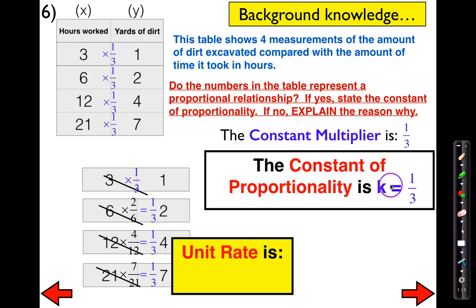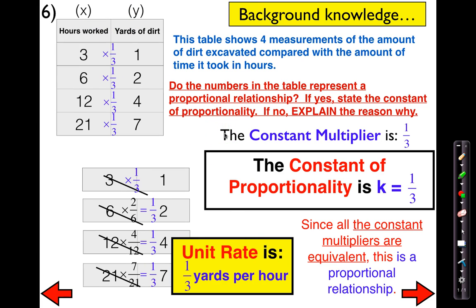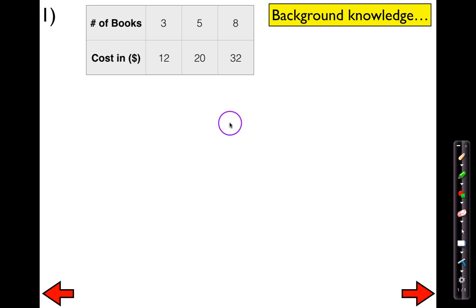So we use k to represent that, just keep that in mind, and our unit rate would then be 1/3. Again, y over x would be yards per hour. Since the constant of multipliers are equivalent, this is a proportional relationship.